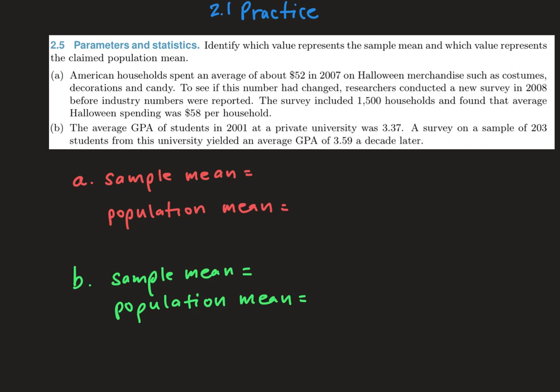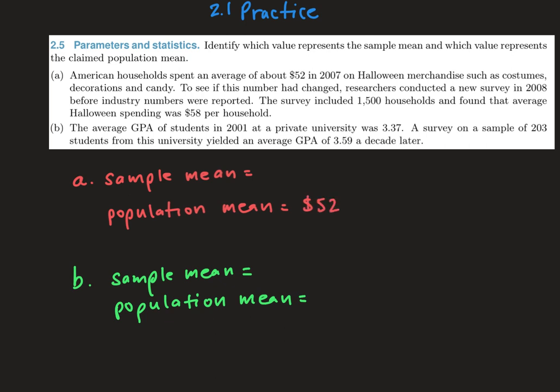So first, part A: American households spent an average of about $52 in 2007 on Halloween merchandise. To see if this number has changed, researchers conducted a new survey in 2008. The survey included 1,500 households and found average Halloween spending was $58 per household. So we are going into this research with a fixed value that is claimed to be true about the population. That is the $52. So the population mean is $52.